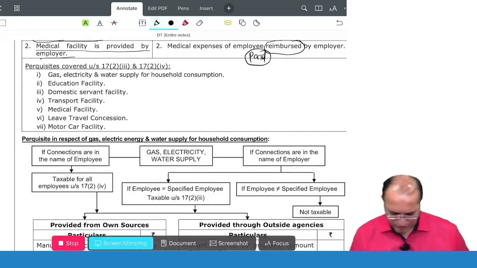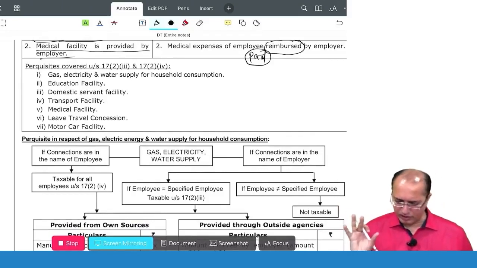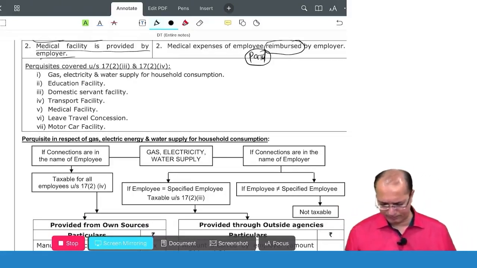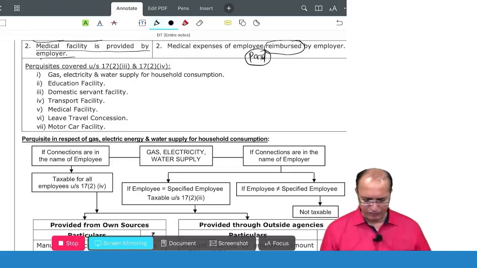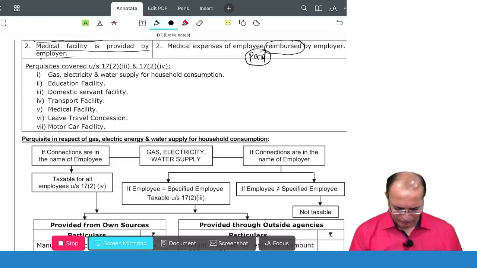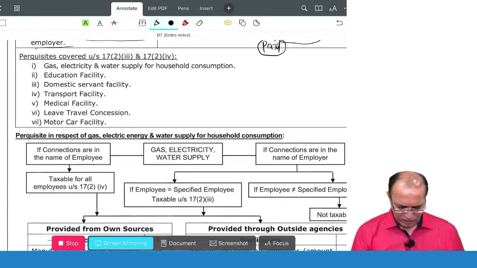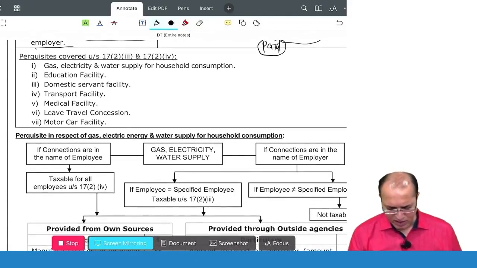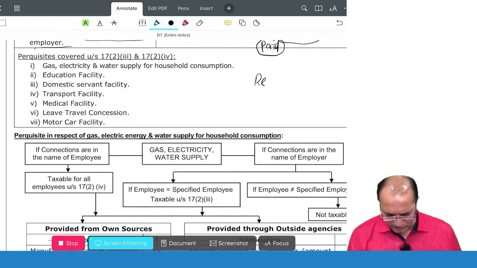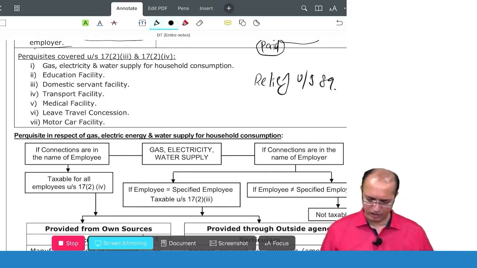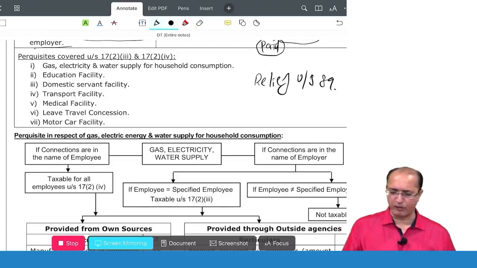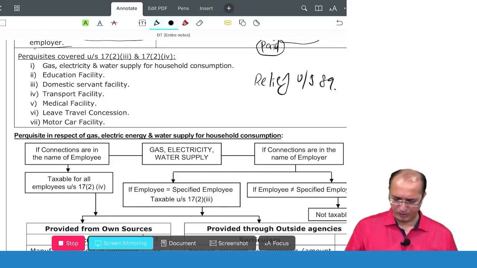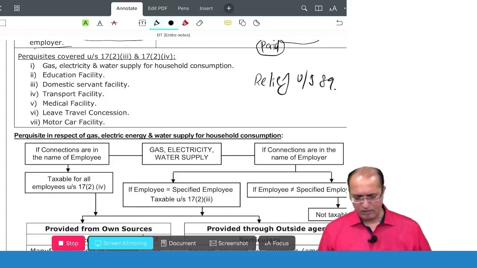Yes. Okay. Now see, what all things are left in this chapter? In this chapter, we are left with 7 perquisites that are required to be discussed, and besides that, we need to discuss relief under section 89. So basically, 8 points are to be discussed in this chapter. Our target is to complete this chapter today.